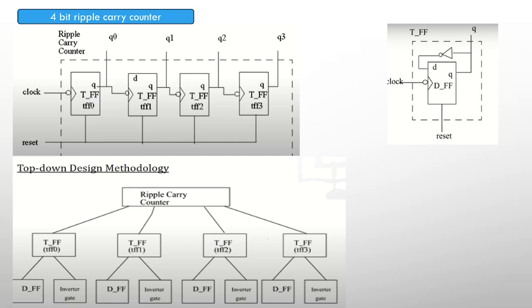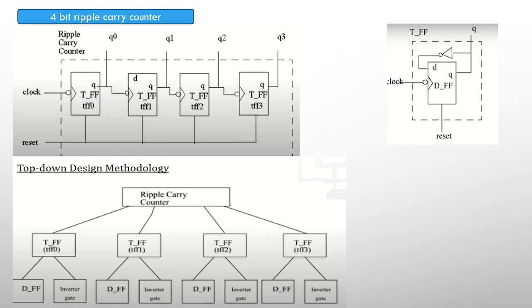And I'm giving you another example: let us consider a ripple carry counter, a 4-bit ripple carry counter. Since it's a counter and it is 4-bit, here we are designing the counter by using T flip flops, right? So since we are using 4 bits, we have 4 T flip flops, like TFF0, 1, 2, 3, and it is driven with a clock. If you see the top down design methodology, this is the ripple counter. We want to design a ripple carry counter.